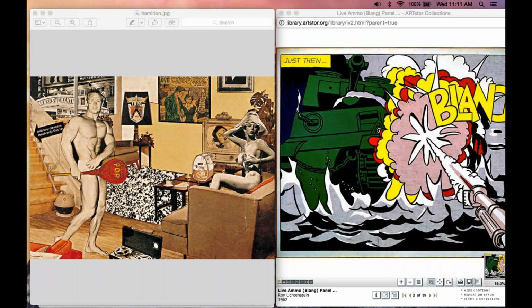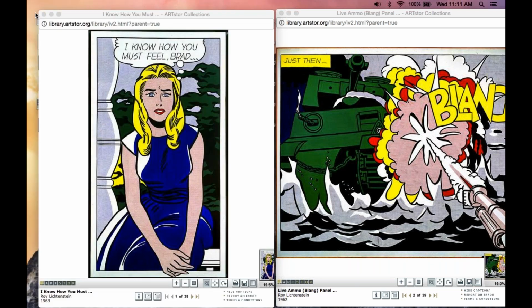Another pop artist is Roy Lichtenstein. I'm going to show you two of his works here. On the left-hand side, it's called I Know How You Must Feel, Brad, from 1963. And on the right side, Roy Lichtenstein's Live Ammo Bling. This is panel 2 of 4. The United States was a perfect environment for pop culture. So our last example was British, and this is a US example. The United States was a great environment for pop art because we had a very highly developed consumer culture, as we still do today.